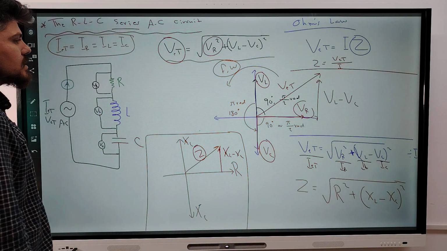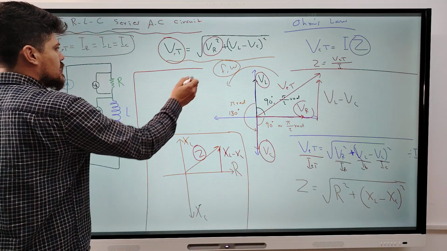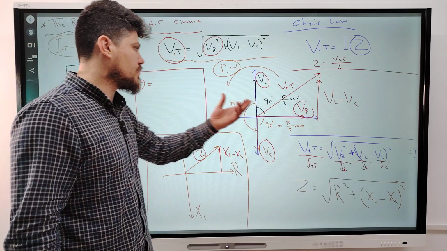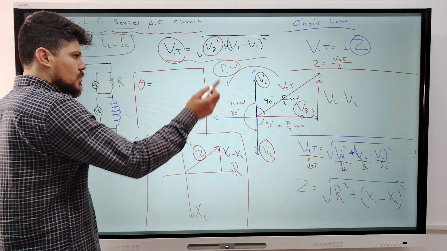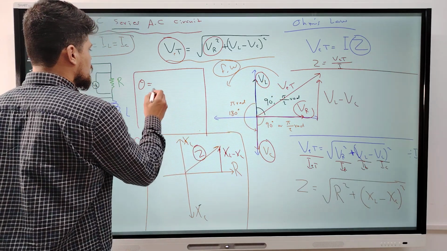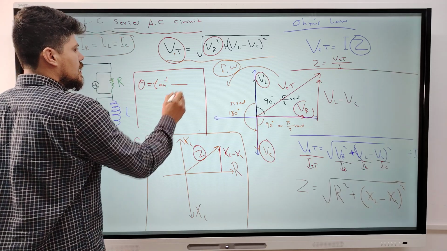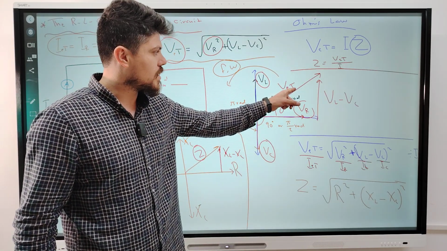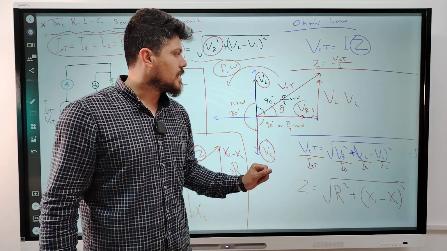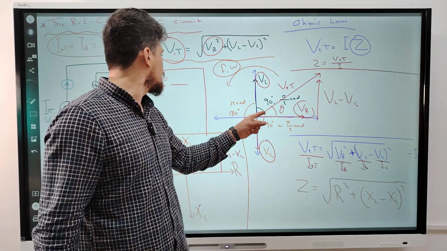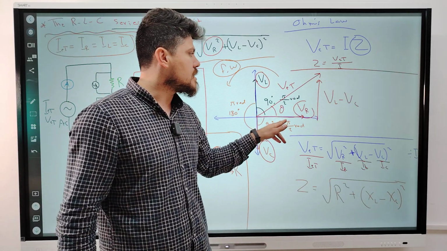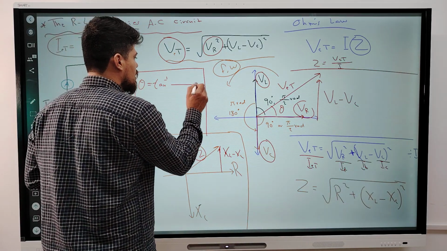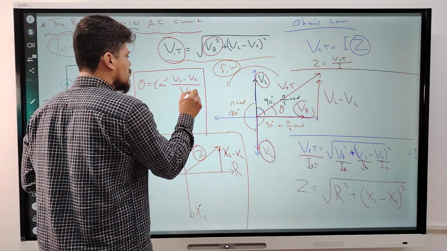And also you can find the angle theta between the total potential difference across the source and the potential difference across the resistance. According to the Pythagorean theorem, theta is equal to tan inverse, opposite over adjacent. What do we have in opposite? VL minus VC. What do we have in the adjacent? VR. So it is equal to VL minus VC over VR.